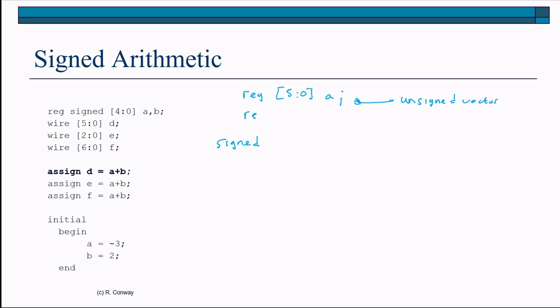To create a signed vector, we use the keyword signed in this way. And now we have a signed vector of size 6 bits of type reg. So the keyword signed results in the variable a being a signed quantity. The signed keyword can be used with variables of type reg or of type wire. So in our example, a and b are declared to be signed variables of type reg of size 5.